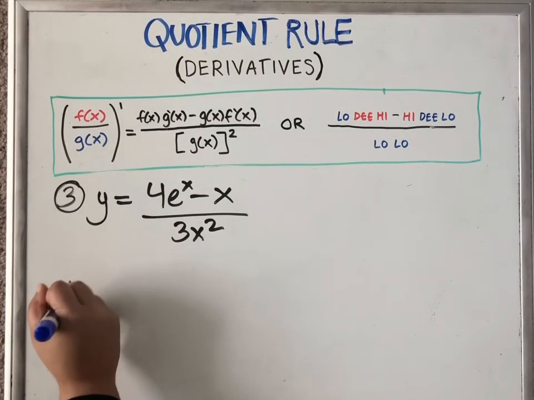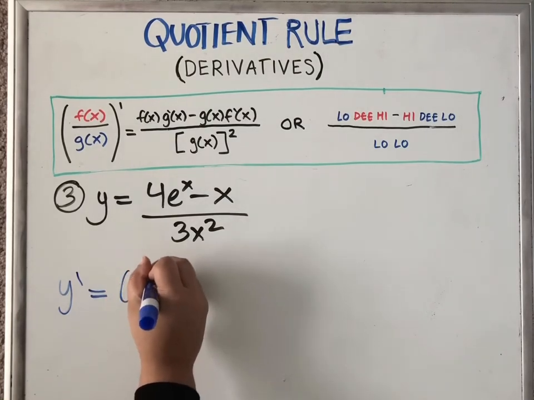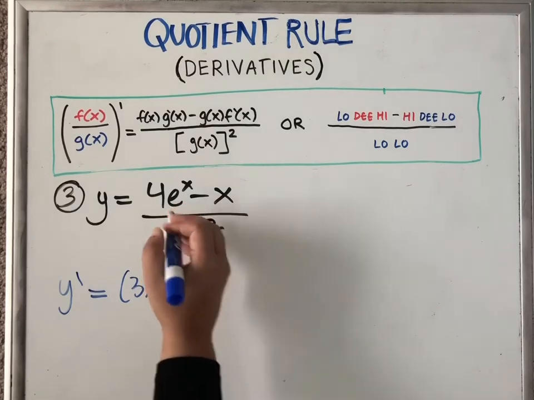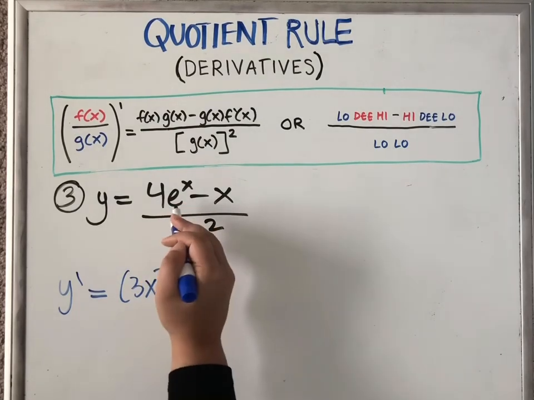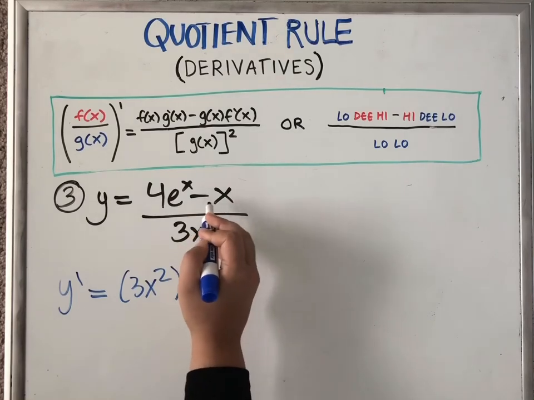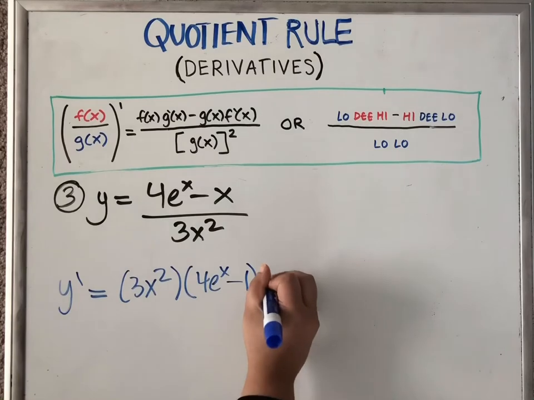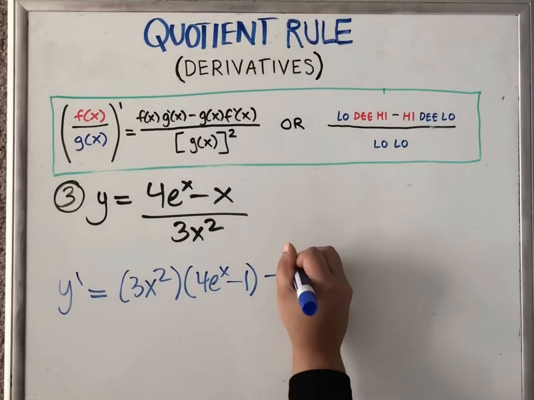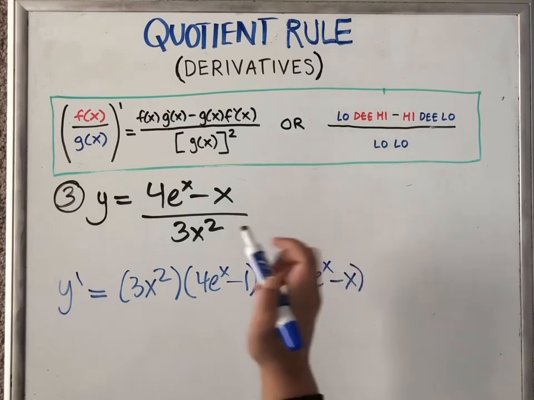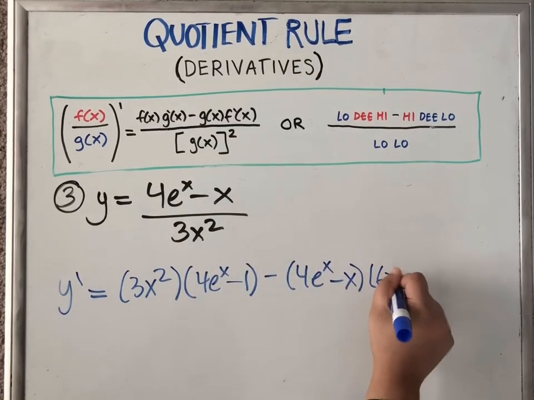All right, so y prime equals, so low, which is our 3x squared, times derivative of high, d high. So derivative of 4e to the x minus x is 4e to the x, right? And then minus 1 is the derivative of the top. Minus high, so that gives us a 4e to the x minus x, times derivative of low, which gives us 6x using the power rule.